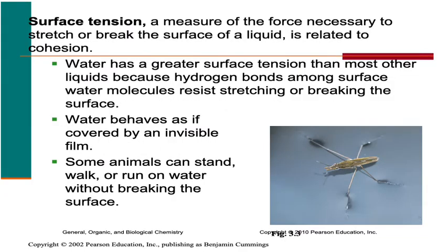Surface tension is a measure of the force necessary to stretch or break the surface of a liquid. It's related to cohesion. Water has greater surface tension than most other liquids because hydrogen bonds among the surface water molecules resist stretching or breaking the surface. Water behaves as if covered by an invisible film. Some animals can stand, walk, or run without breaking the surface. So we see right here a little bug that is able to stand on the surface by distributing its weight far enough, and it's light enough that it doesn't break that surface tension.